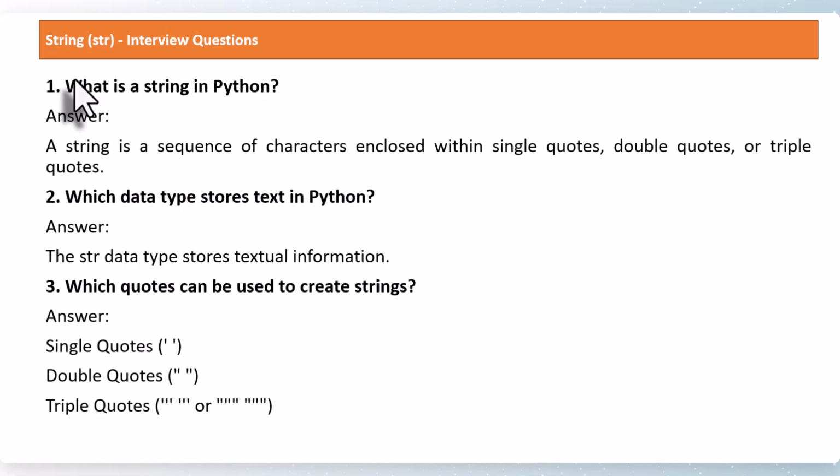Let us see some of the questions on this topic. The definition: what is a string in Python? A string is a sequence of characters enclosed in single quotations, double quotations, or triple quotations. Which data type stores text in Python? The str data type stores the textual information. Which quotes can be used for creating the strings? You know the answer clearly. Single quotations, double quotations, or triple quotations.